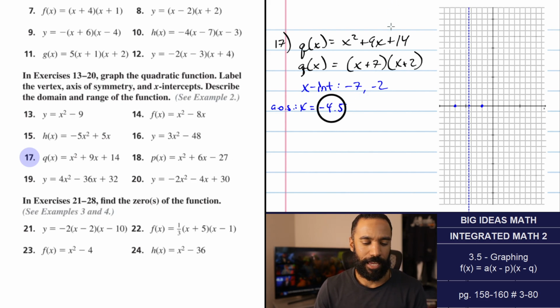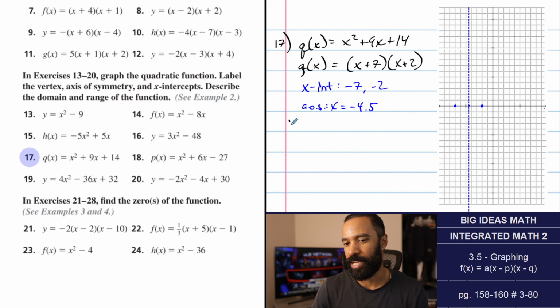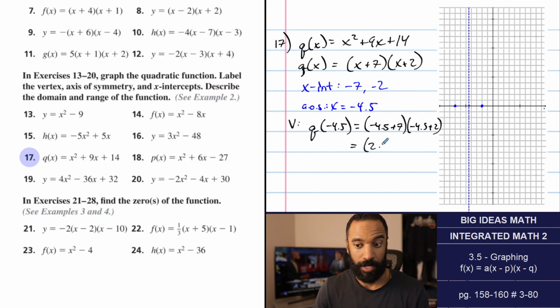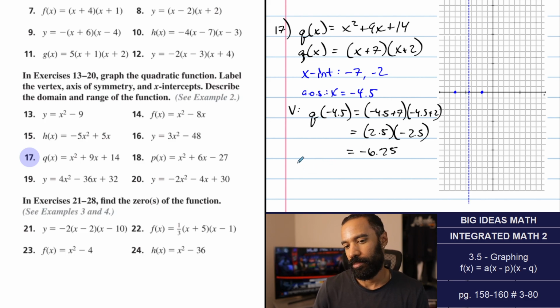And negative 4.5 is what we are going to substitute in to find the y value for our vertex. Q of negative 4.5. Now you could use this right here, but I think this will become a little cleaner for me. Negative 4.5 plus 7 times negative 4.5 plus 2. That'll be 2.5 times negative 2.5, which is negative 6.25. So you've got a vertex of negative 4.5 comma negative 6.25.